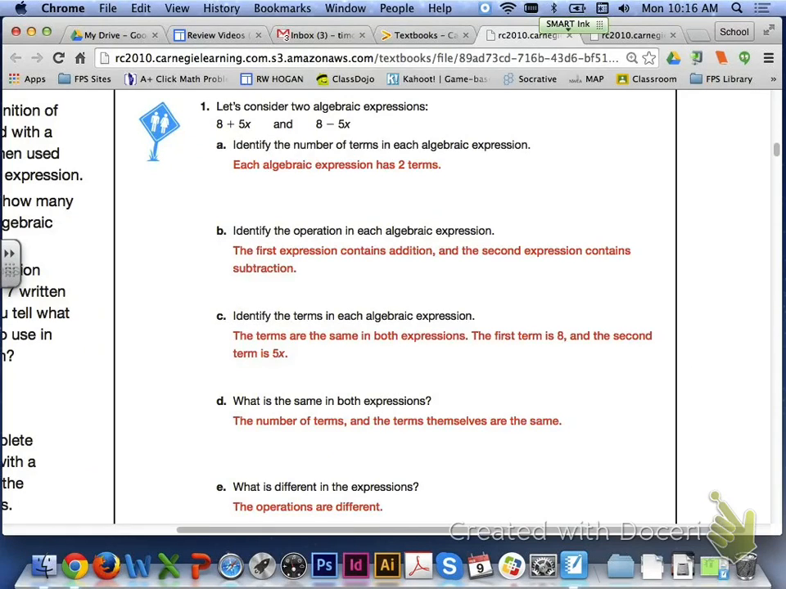If we take a look at number 1, each algebraic expression has two terms. For letter B, the first expression contains addition, the second one contains subtraction. For letter C, the terms are the same in both expressions. The first term is 8 and the second term is 5x. The number of terms and the terms themselves are the same in both expressions, and the only thing that is different is the operations for letter E.